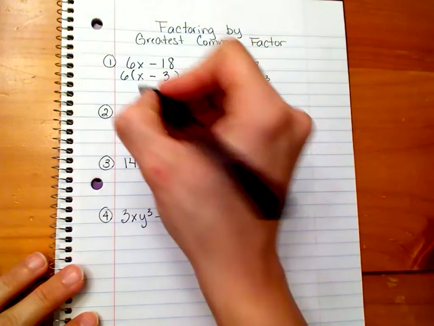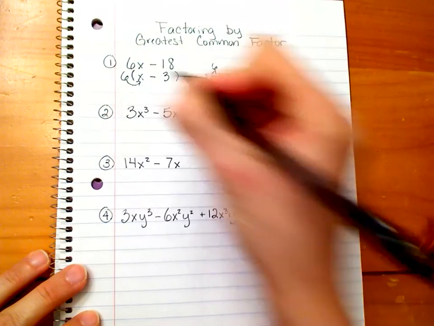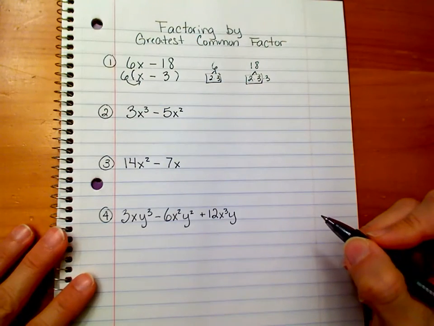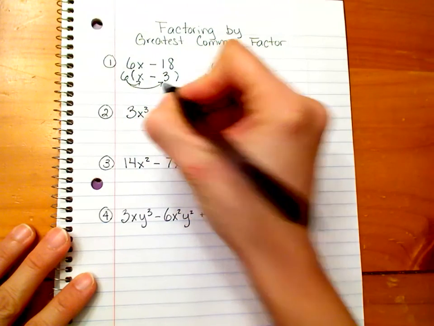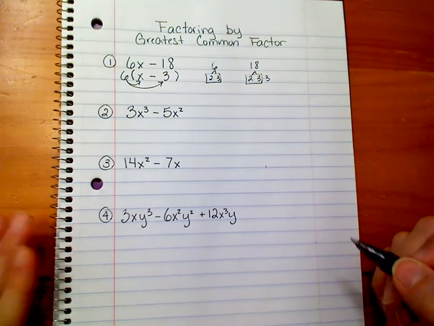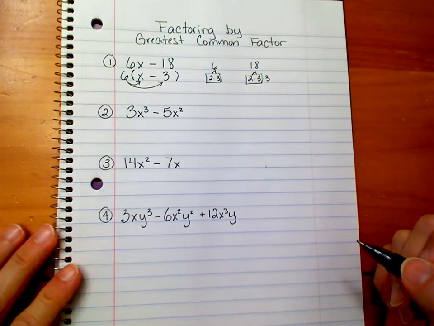To check it, you want to multiply. Does 6, using the distributive property, 6 times x equal 6x? Yes. Does 6 times negative 3 equal negative 18? Yes. So that means that is our correct answer.